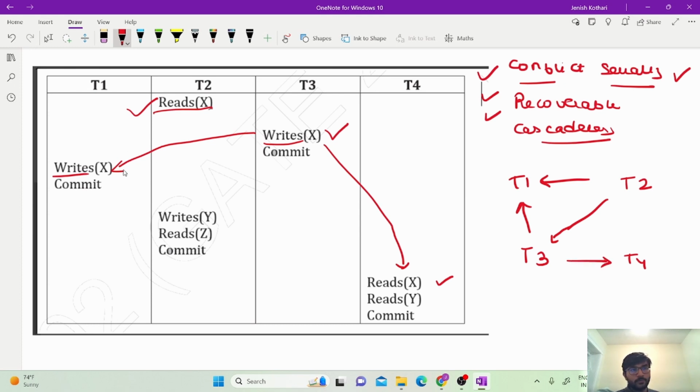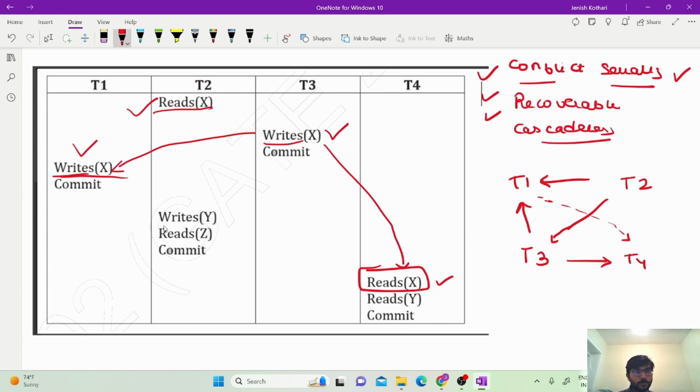Right. Now again we move to T1. T1 has a write on x operation which has a conflict with read on x present over here. So we will have to draw an edge from T1 to T4. So T1 to T4. That means T1 should occur before T4. T1 should complete before T4.